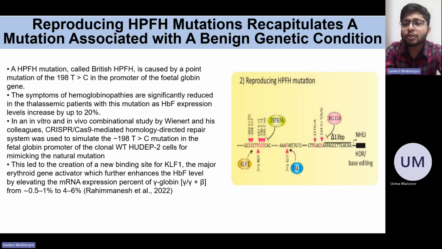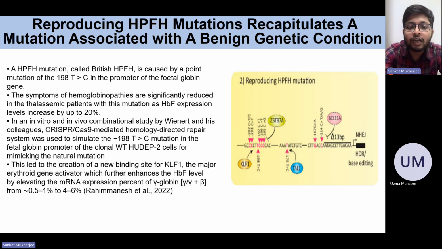So in case of the British HPFH, there is a point mutation at the 198 position, which causes a T to C mutation in the promoter of the fetal globin gene. Now, the symptoms of hemoglobinopathies are significantly reduced in thalassemic patients who have this kind of mutation, and the fetal hemoglobin production increases by 20%.